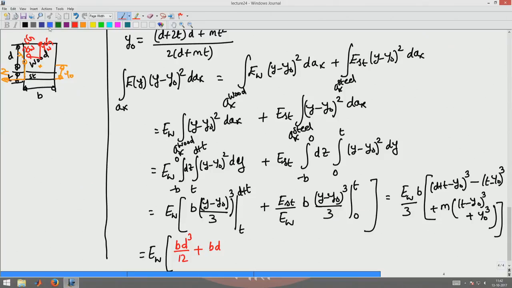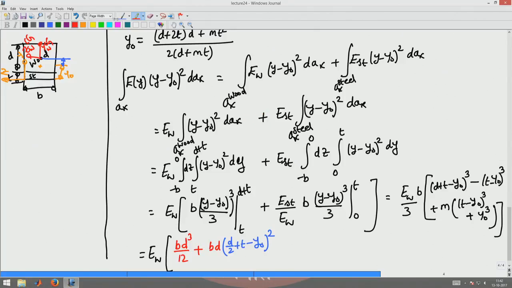So, I will have b d cube by 12 plus I will have the area of the wood, which is b into d, times this shift in the CG of the wood to the CG of the cross section, or the effective CG of the cross section. So, that distance would be d by 2 plus t minus y naught, whole square. That will be for the first integration, that will be for integrating the wood.